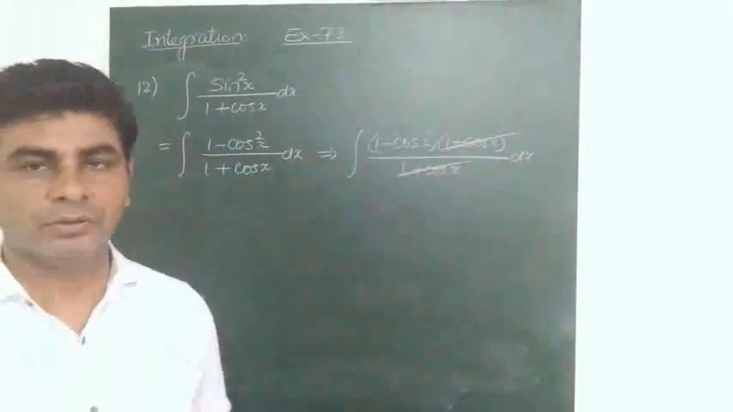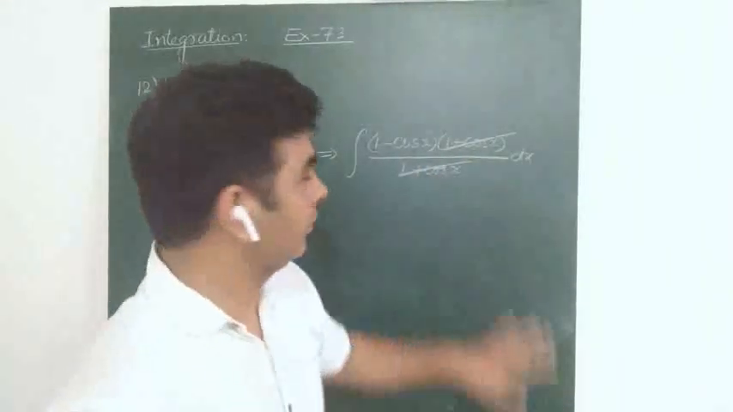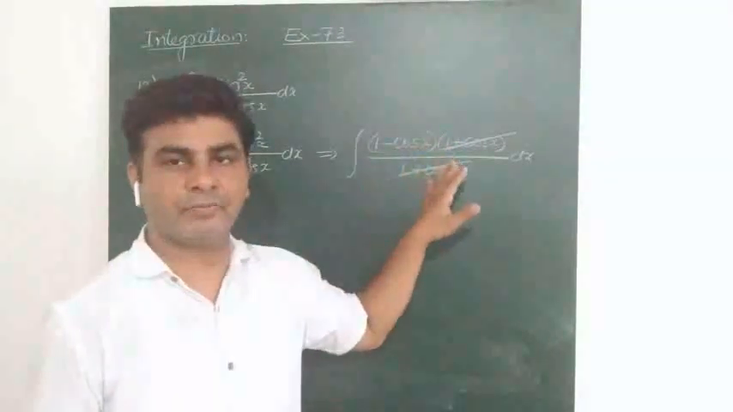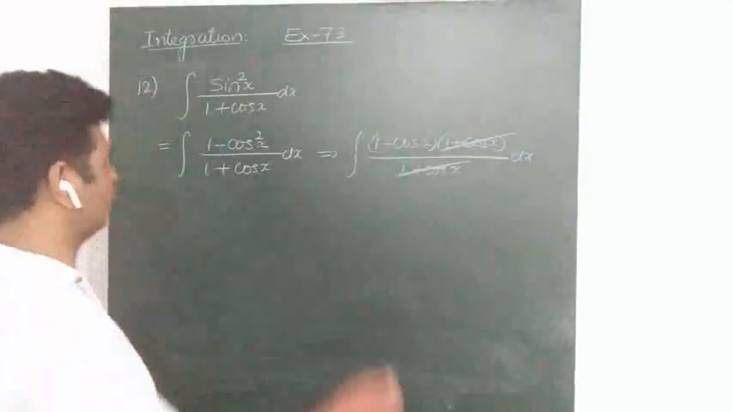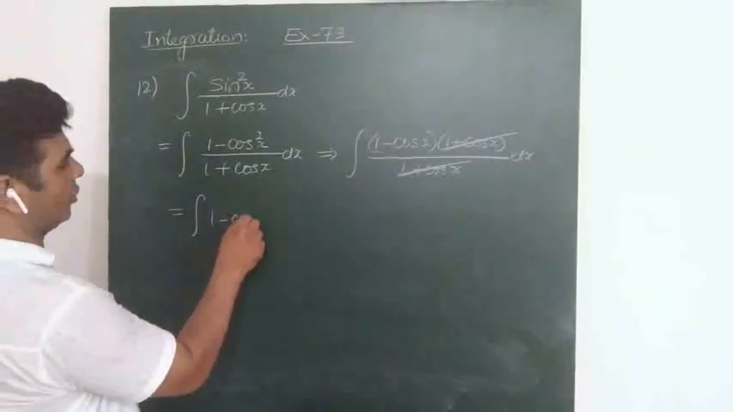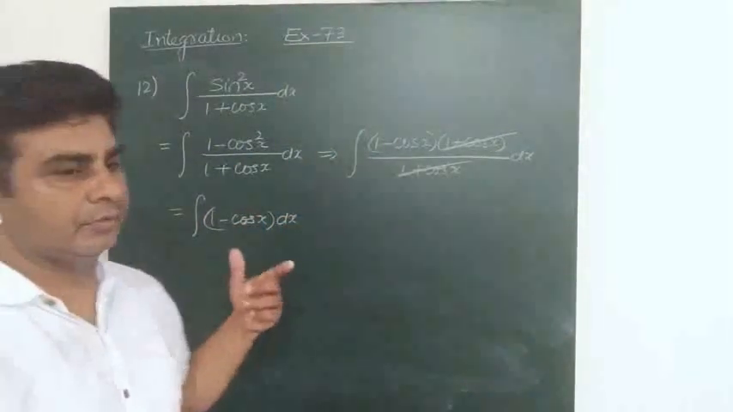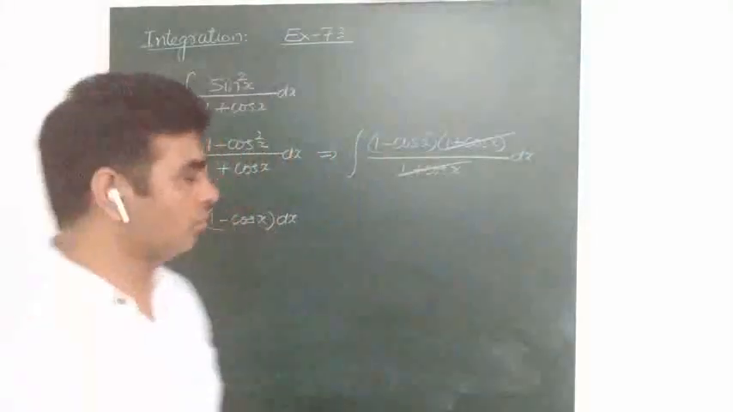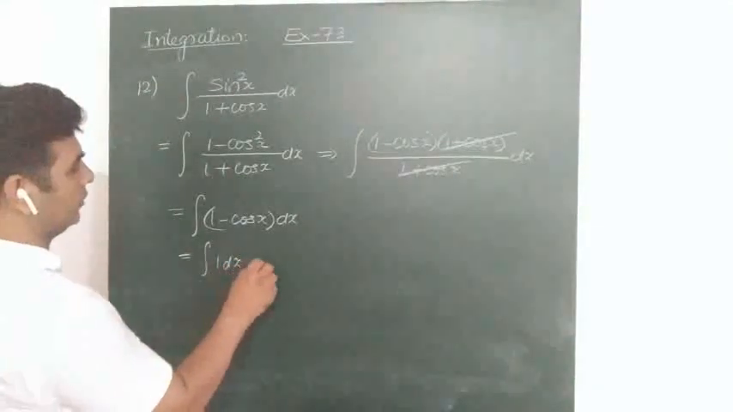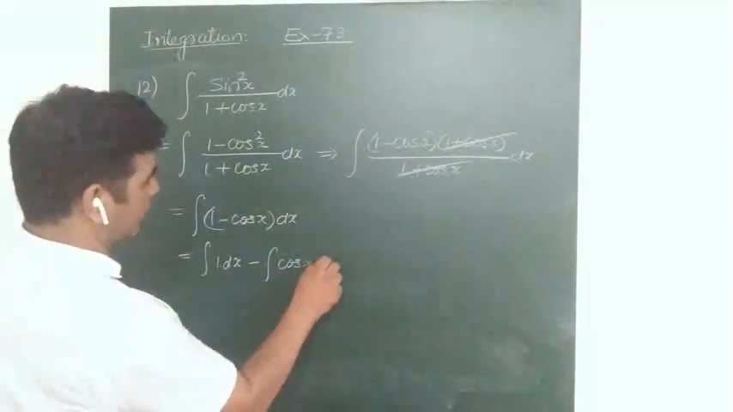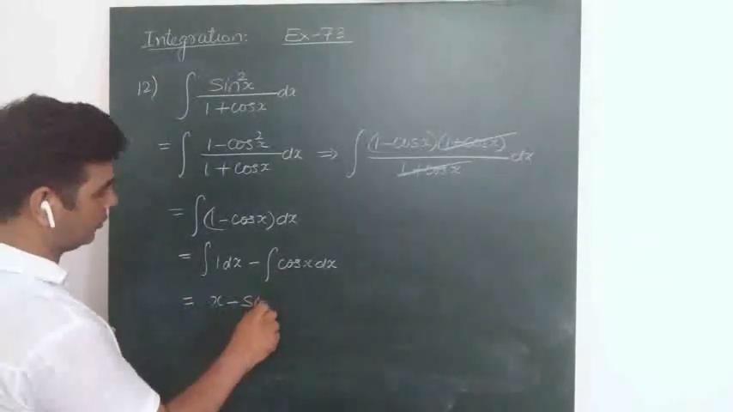One term will cancel out. 1 plus cos x is there, 1 plus cos x is there. The numerator and denominator, they are in multiplication form and division form, so one term can be cancelled out. Only one term remains, which is your 1 minus cos x, and its integration can be done through separation, because two terms are there, they are in separation form. You can do the integration of 1 separately and integration of cos x separately. So integration of 1 is x minus integration of cos x is your sin x and plus c.